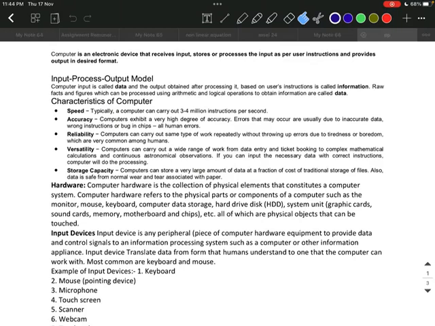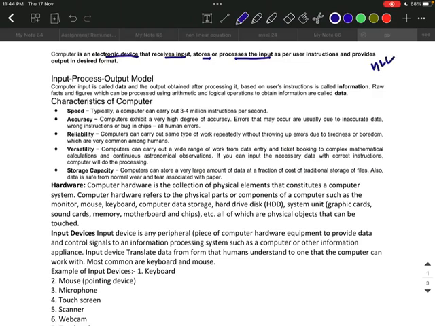So computer is an electronic device, as you people are very well aware, that receives input, stores it, and then processes the input as per the user's instructions, and then provides the output in a desired format. Now you people are aware that when we are giving the input, it should be in some different language. For example, it would be in some high level language.